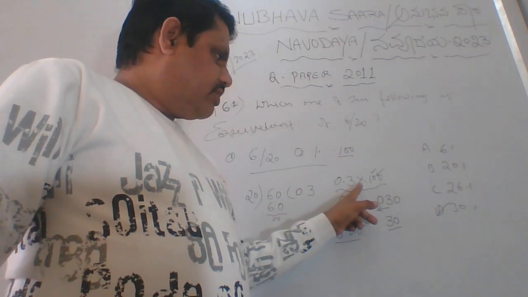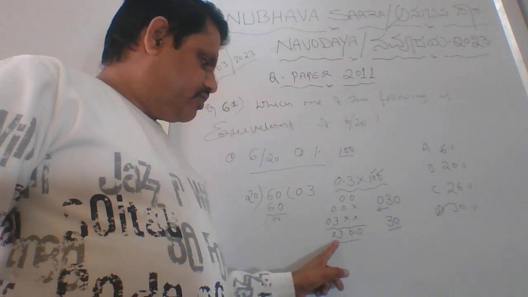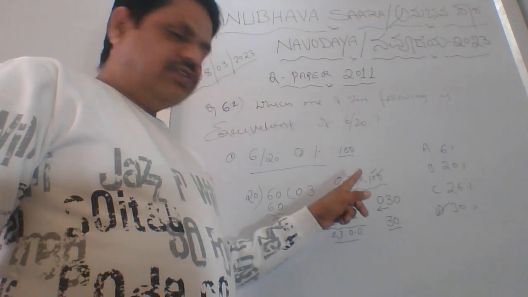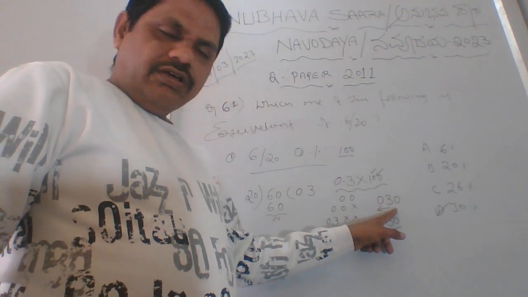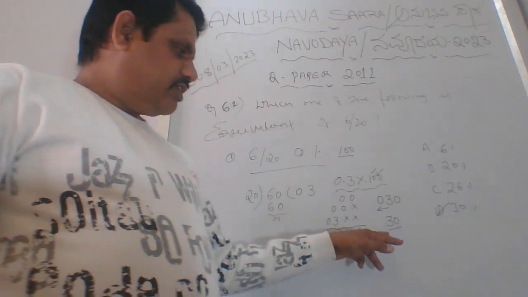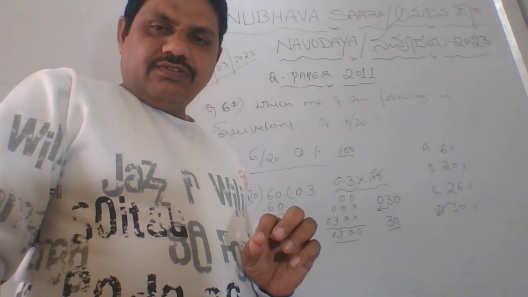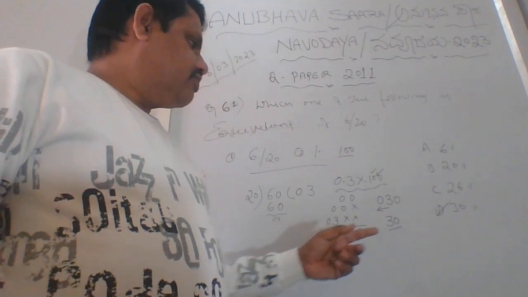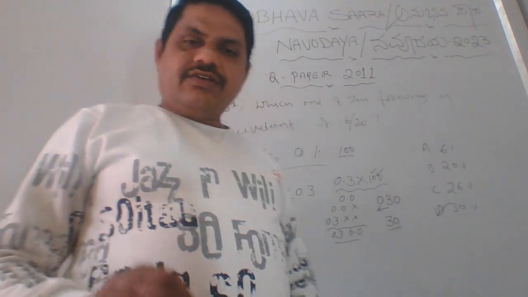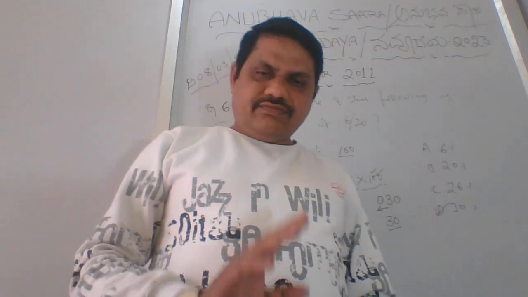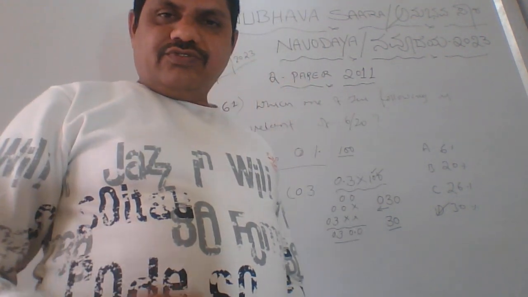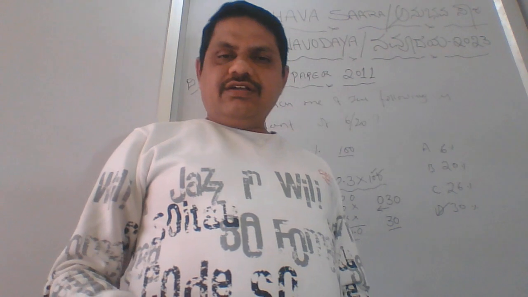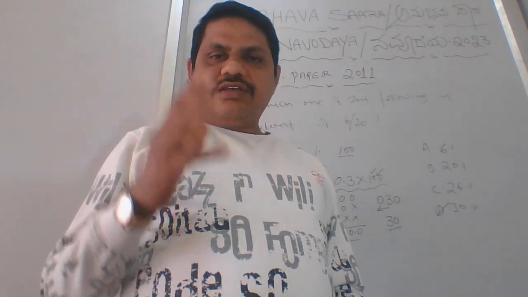Then 0.3 multiplied by 100, we got 0.300. So after placing the dot, we got the answer 0.30. The final 0 is dropped, and 30 is the right answer. So that's why D is the right option and right answer for this question. Yeah, it's very simple. You should understand that. Okay, don't think too much and don't break your head.